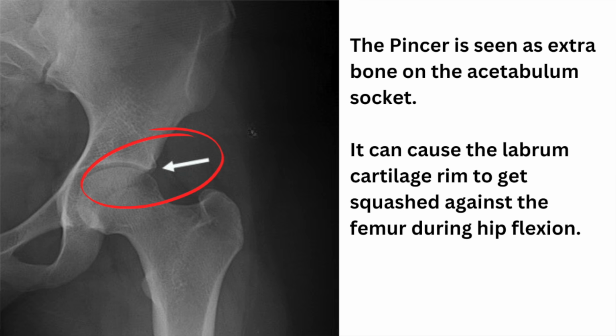Next, the pincer. The pincer is a bony prominence on the front of the socket. Extra bone extends out over the normal rim of the socket, and the cartilage labrum can then be damaged underneath this pincer. Research indicates that hips with a cam are shallower and hips with a pincer have a deeper socket. FAI typically presents in young adults and is more common in athletes.